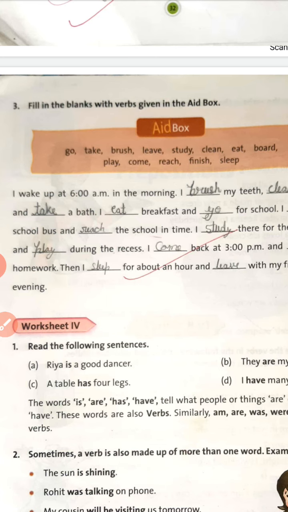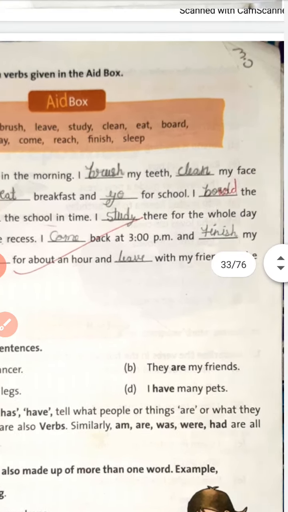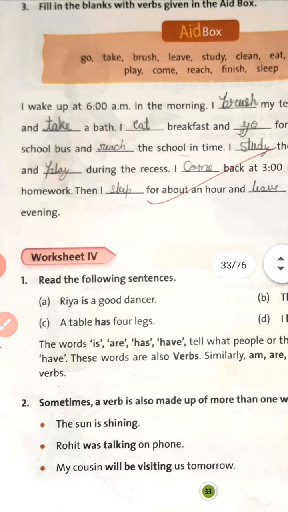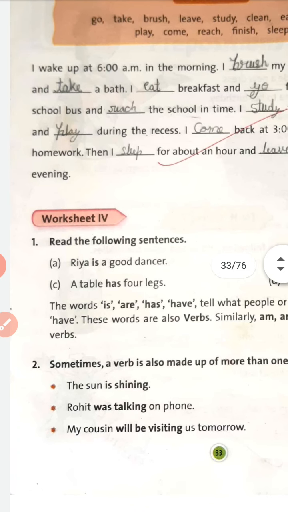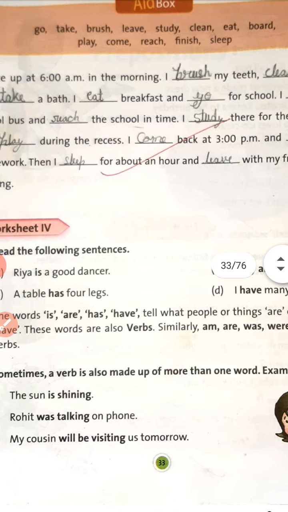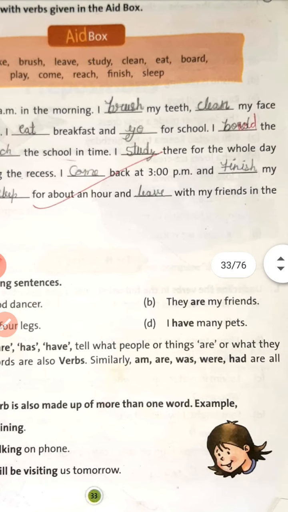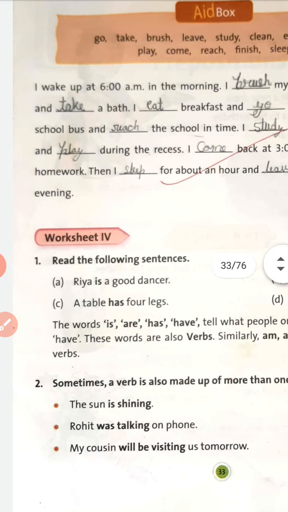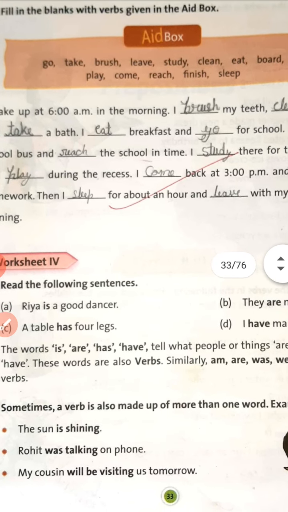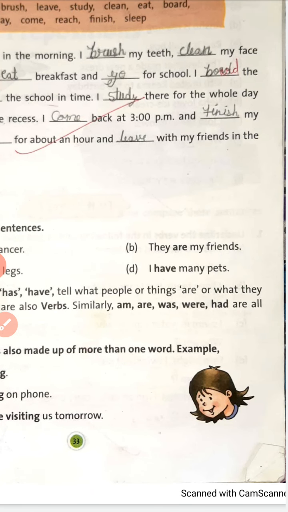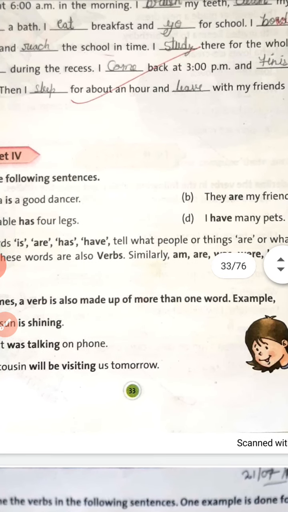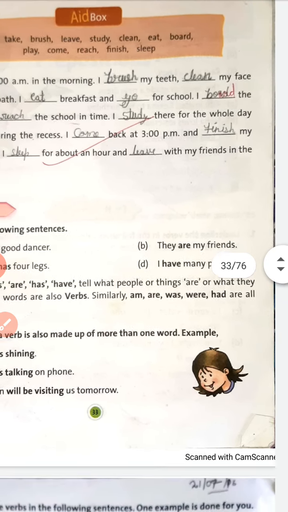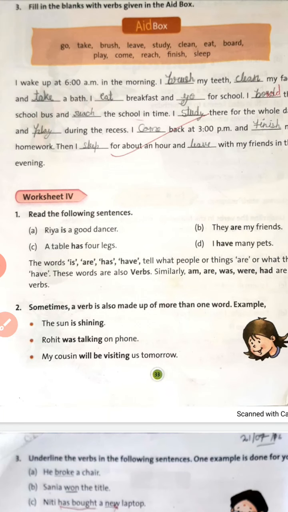I wake up at 6 a.m. in the morning. I brush my teeth, clean my face and take a bath. I eat breakfast and go for school. I board the school bus and reach the school in time. Study there for the whole day and play during the recess. I come back at 3 p.m. and finish my homework. Then I sleep for about an hour and leave with my friends in the evening.